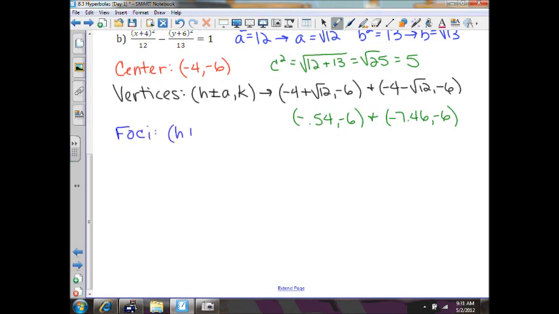Your foci will be h plus or minus c, k. So that will be negative 4 plus 5, which is 1, and negative 4 minus 5, which is negative 9. So there are your center, your vertices, and your foci.